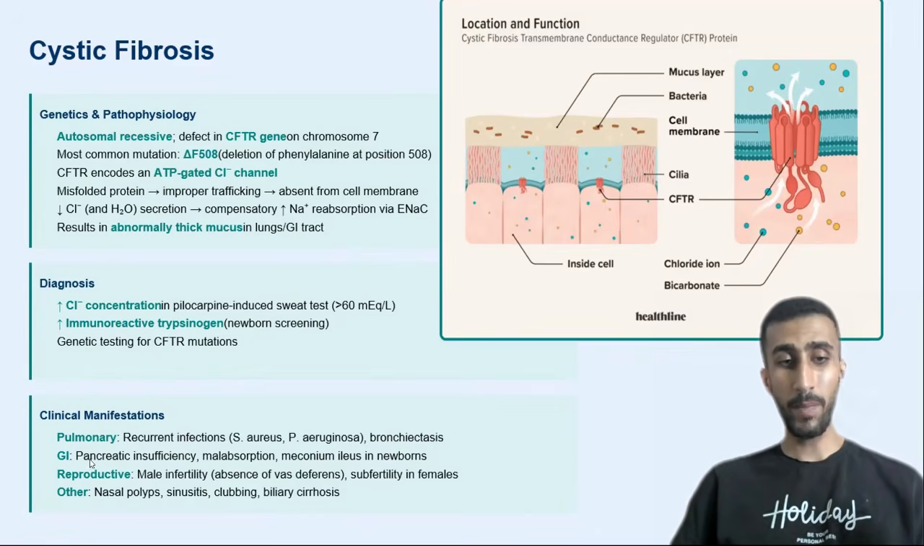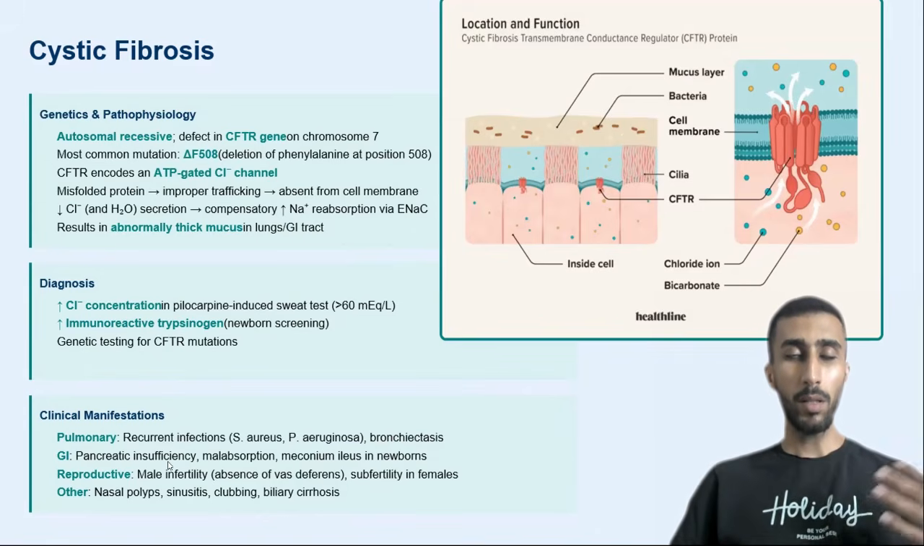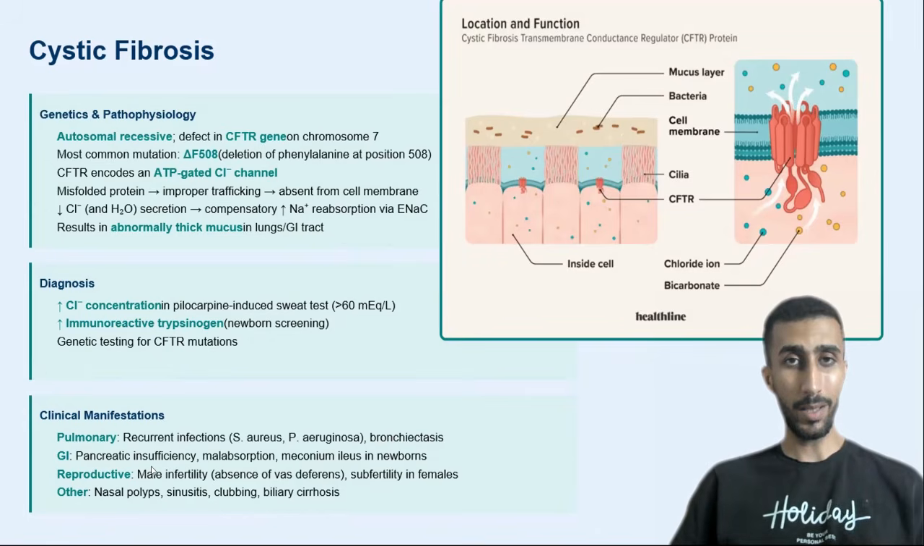Next is GI involvement. There is also thick secretion at the pancreas. This is going to clog the pancreatic ducts, and we will have pancreatic insufficiency, and consequently the pancreatic juice won't reach the small intestine, and we will have malabsorption. Even in newborns, they may have meconium ileus. And the people will have deficiency of the fat-soluble vitamins A, D, E, and K. So this is for the GI effects.